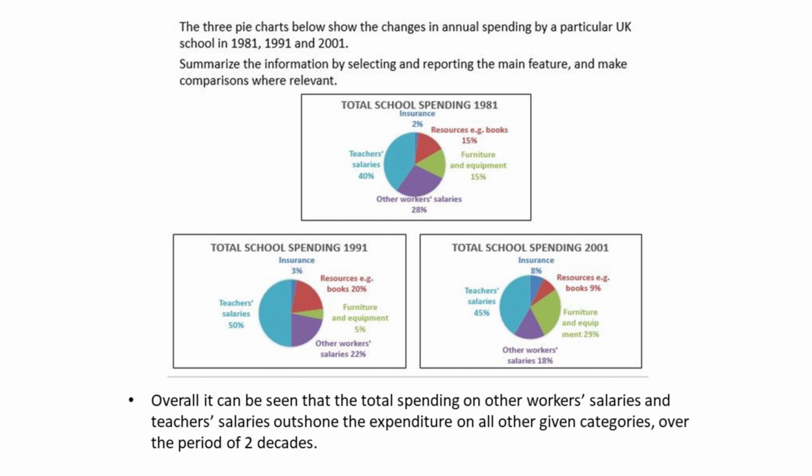Let's read it. Overall, it can be seen that the total spending on other workers' salaries and teachers' salaries outshone the expenditure on all other given categories over the period of 2 decades. So this was our overview, and now we will be moving to the body paragraph.